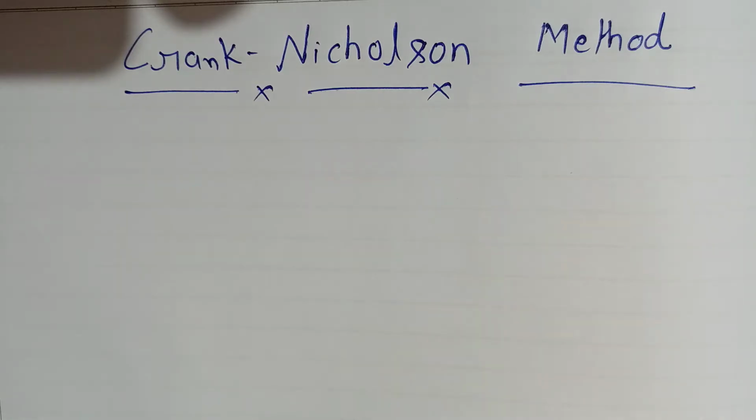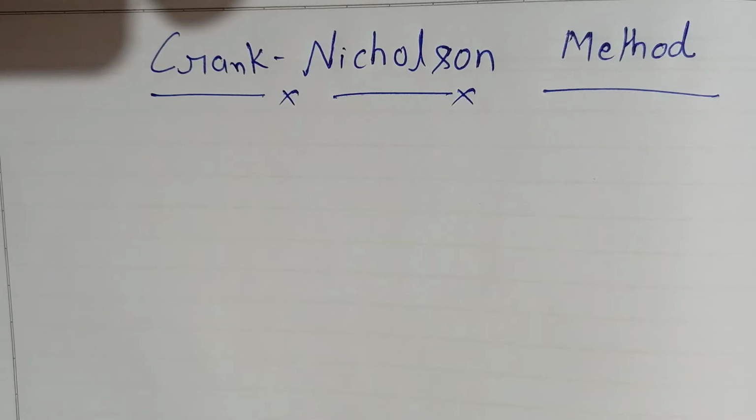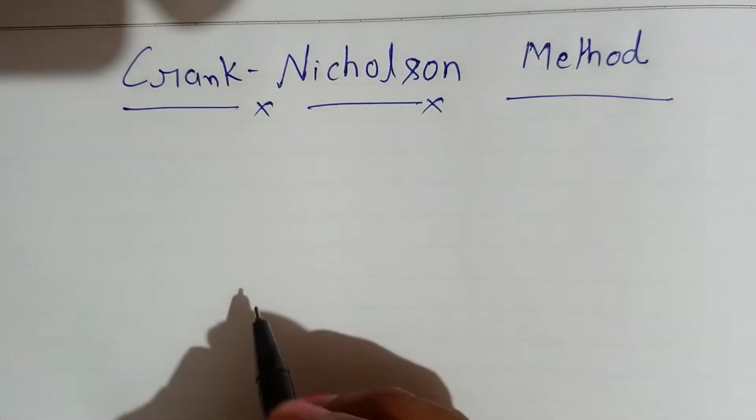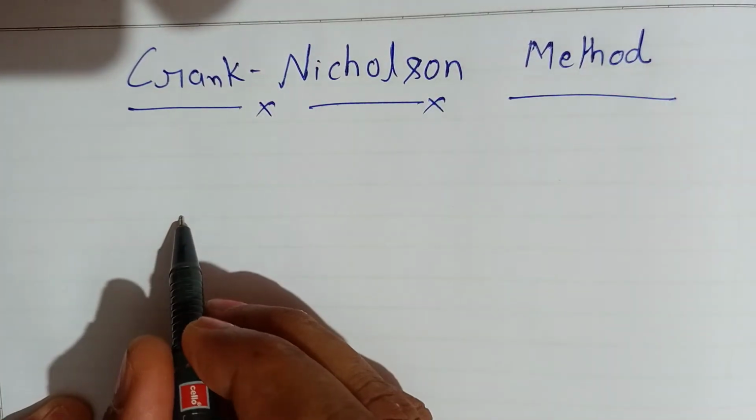How to apply the finite difference scheme on a parabolic equation? I have already given one video. The link of that video I will give in the description box. Let us see one problem based on the Crank-Nicolson method. So this is the implicit method, or we say two-step method.